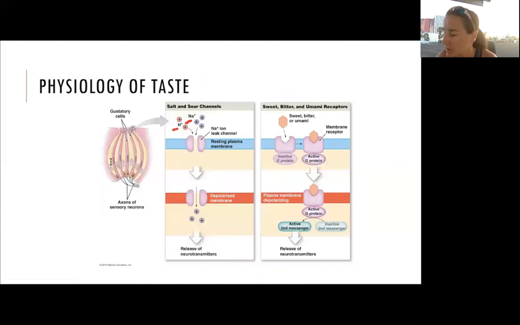Some of them use a secondary messenger like a G protein, but basically they are designed to detect certain things: salts, sweets, bitter. And when that chemical comes along, it's going to depolarize that receptor cell, and it's going to send a signal to your nervous system saying, hey, I just ate something deliciously salty, and I love it. So that's how the physiology of it works in a nutshell.